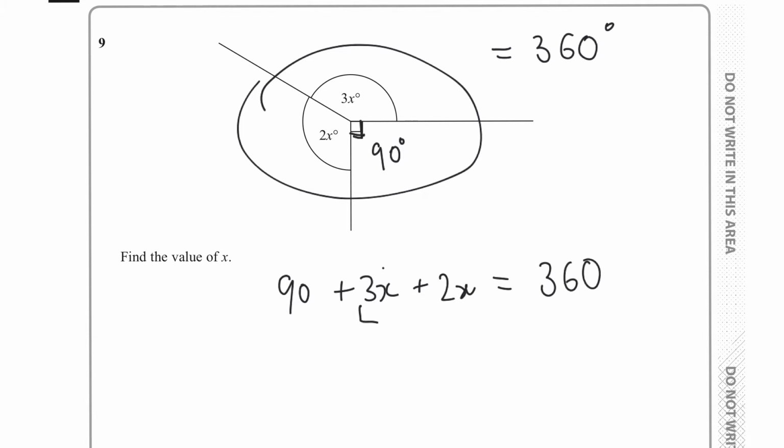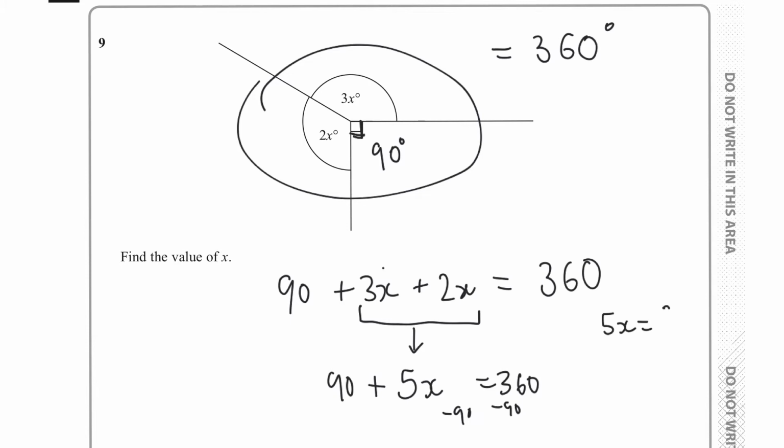Because these are both like terms, that can be simplified to 5x. You just add them together. So 90 plus 5x is equal to 360. Take away 90 from both sides. You're left with 5x is equal to 270. And then to work out x, you would put into your calculator 270 divided by 5. If you were to do that, you would be left with an answer of 54 degrees.